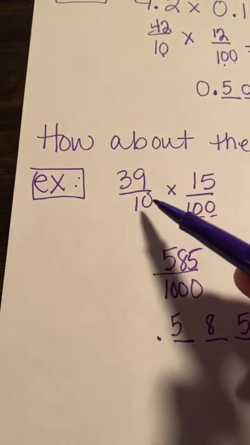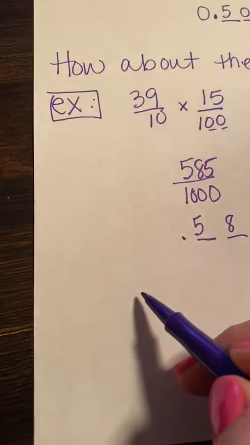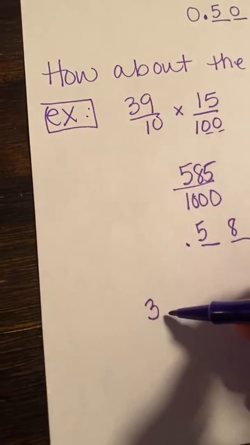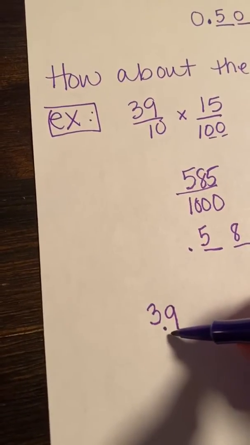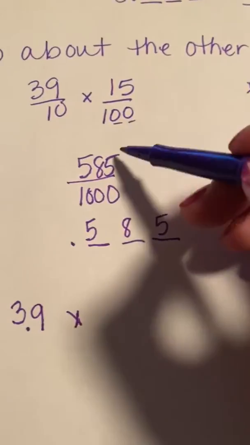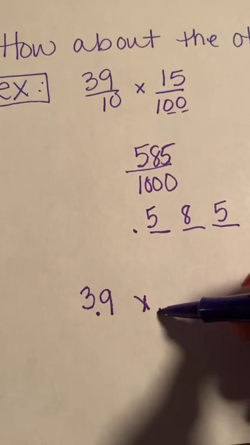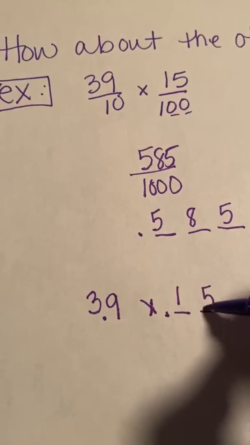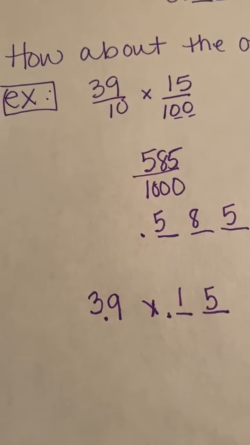And I think what I really wanted to show here was 39 tenths. And I know with a tenth, I need to have just 1 digit after the decimal, so it looks like this. Times 15 hundredths would have 2 digits after the decimal. So I'd plug in my 15. That's what it would look like.